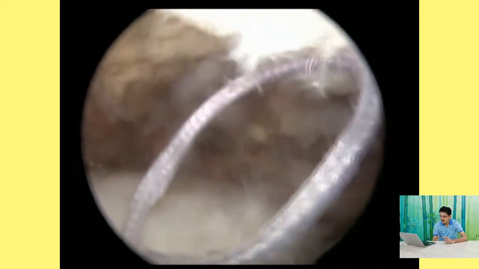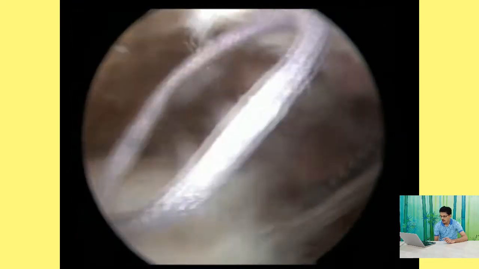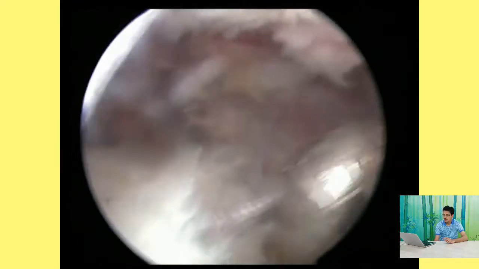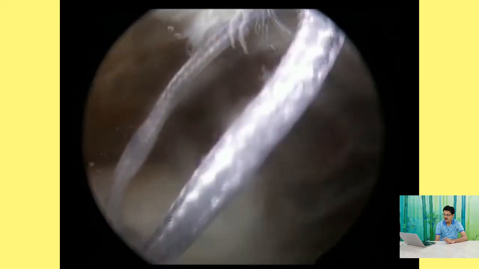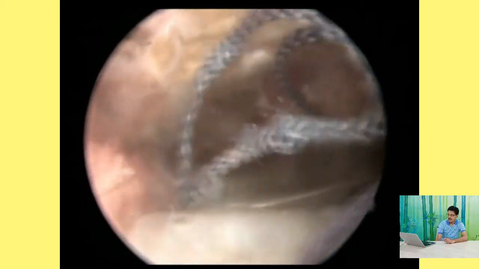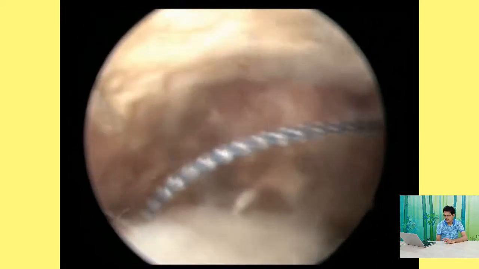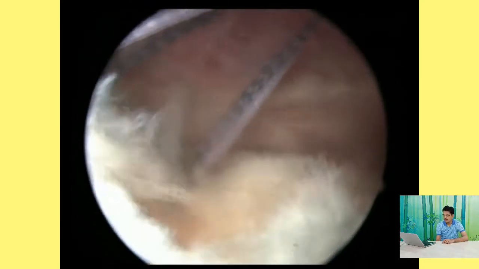So this is a loop which is from the first suture, which is taken out with the suture loop. So this is the first suture which is taken out from here. Then this is the second suture which is taken out, and then we will pass the third suture. The third suture is again the first suture, that is the purple suture, which is passed.